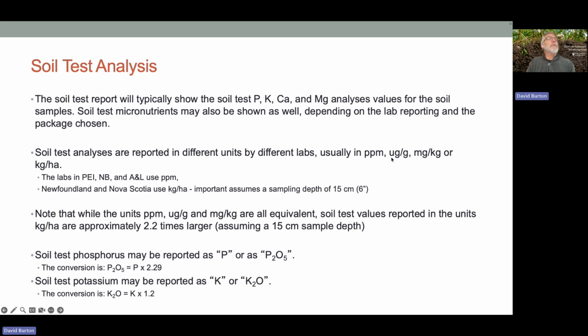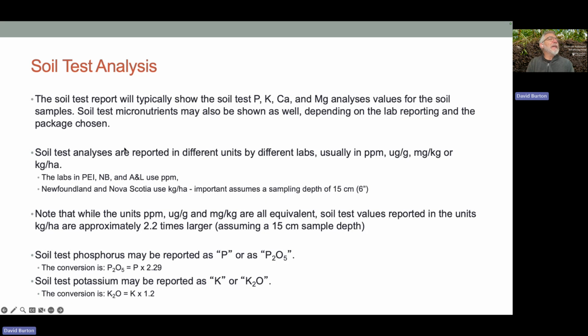So these soil test reports will typically show the macronutrients, phosphorus, potassium, calcium, and magnesium, sometimes micronutrients. Note that in many cases, however, micronutrient availability is better assessed through plant tissue testing as opposed to soil testing, because oftentimes there's a lot of micronutrient in the soil, but it may not be available to the crop.